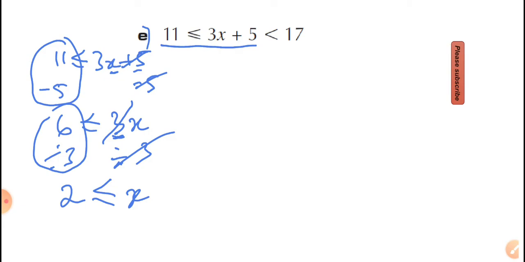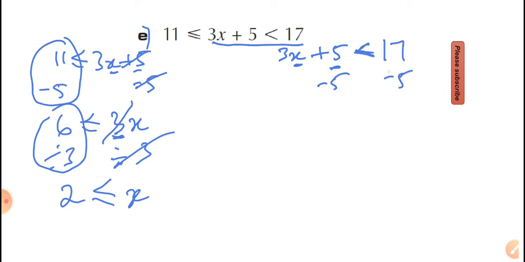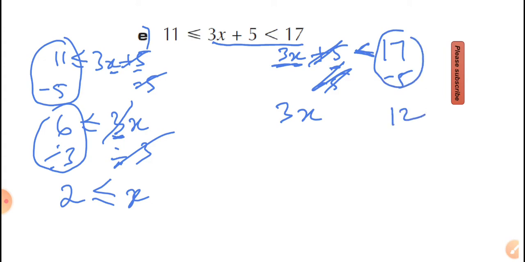Now we're going to look at the right side of the equation, this bit here. So let's copy that down. 3x plus 5 has to be less than 17. So again, to get this x on its own, I have to get rid of this plus 5. So I take away 5 from both sides. On the left hand side, the plus 5 and the minus 5 cancel out, leaving just the 3x. And then on the right hand side, 17 take away 5 is 12. And then we just copy the sign down.